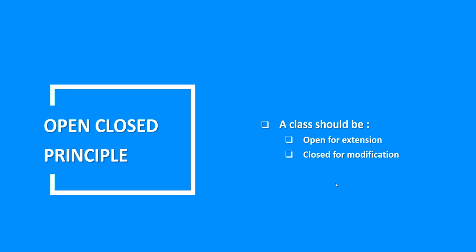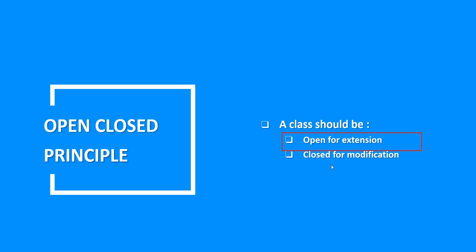So first of all, let's understand what these individual statements mean on their own, and then we'll understand what both of these statements together mean. So what does open for extension mean? When we say that a class is open for extension, it means that a class does not stick to a specific functionality. It is written or coded in a generic way so that it is open for extension.